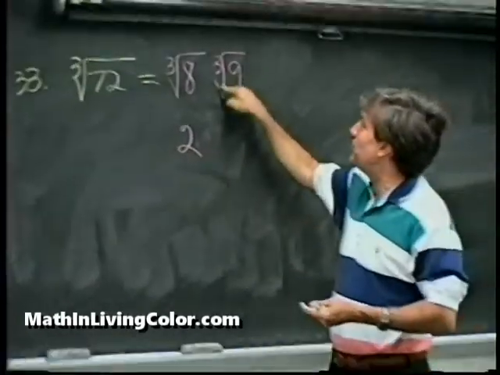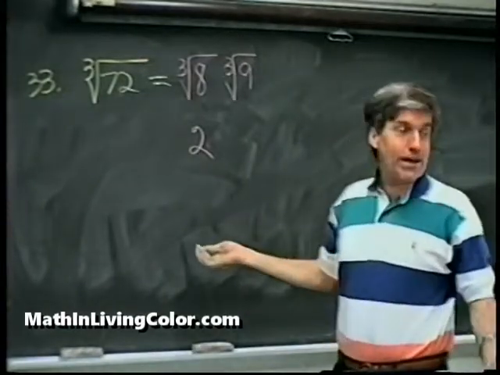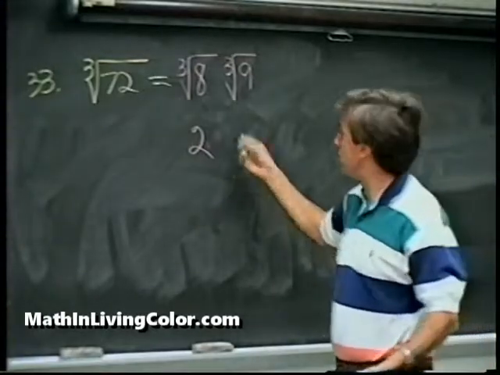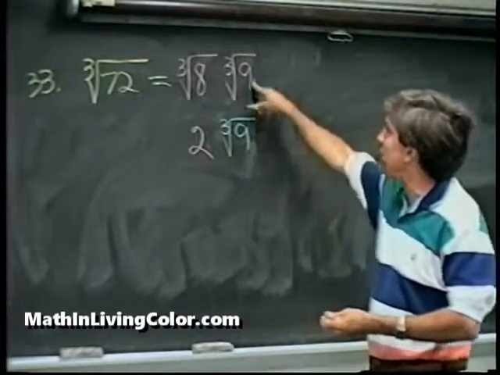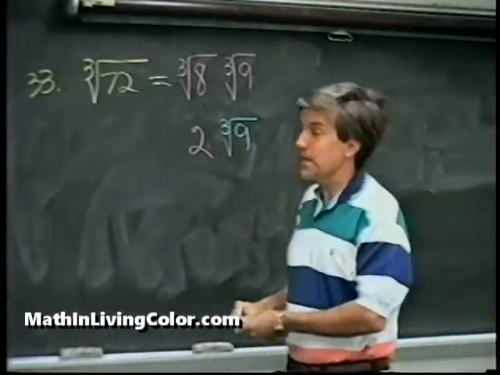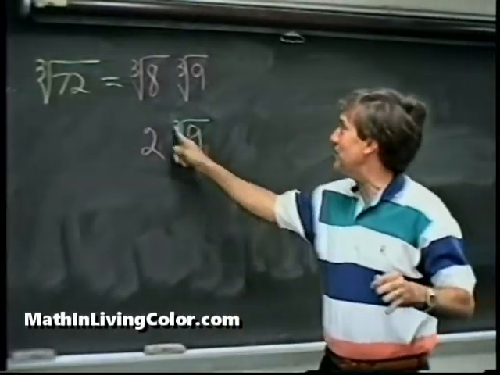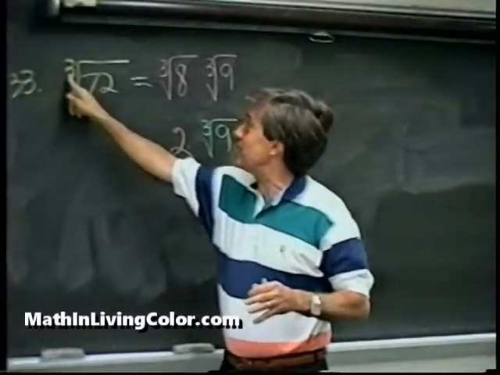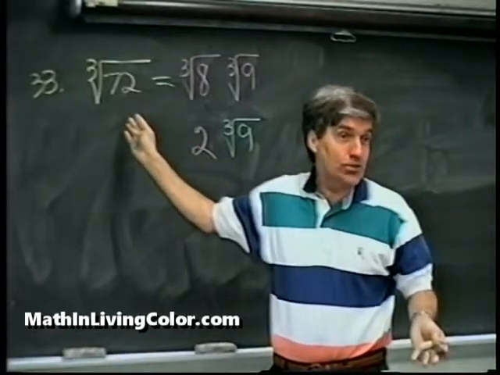Now, what would be the cube root of 9? Nobody knows. So guess what we do with the cube root of 9? Just leave it alone. So it would be 2 times the cube root of 9. Just leave it like it is. Now, if you wanted the decimal value of the cube root of 9, you could do that. If you wanted the decimal value of the cube root of 72, you could do that, and that might be of more value to you.